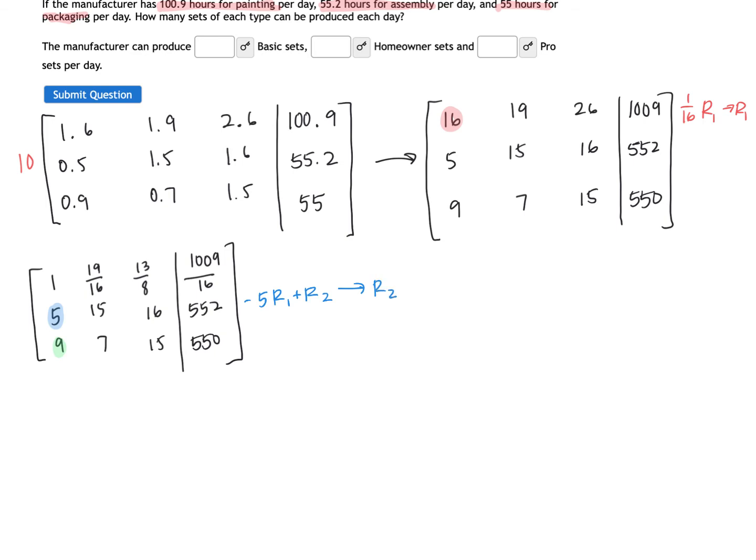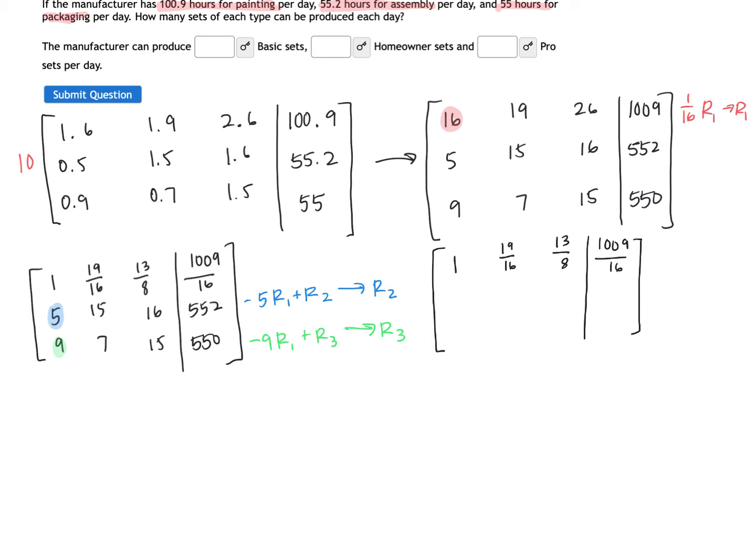And then I'm going to do something similar in row 3. So for row 3, I want that 9 to be 0, so I'm going to multiply row 1 by a -9, add that to row 3, where I want the 0, and replace row 3. So I'm going to do both of those row operations at the same time, just to save a little space. So row 1, I'm not changing at this time.